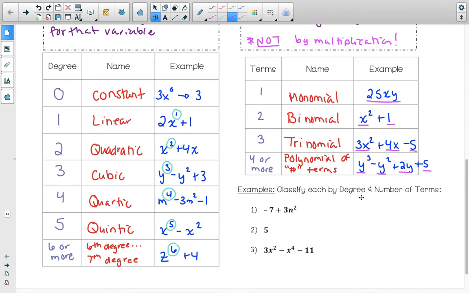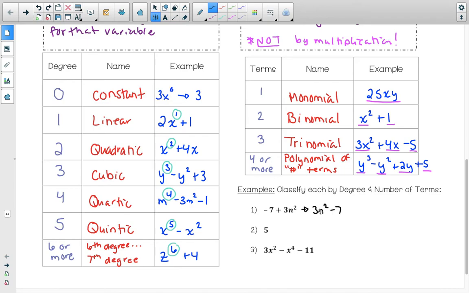So to do a couple of examples, we're going to classify each by degree and number of terms. So we need to combine anything that we can. Then we need to actually determine what the highest exponent is and how many terms there are. So in question 1, we have -7 plus 3n squared. We will want to rewrite this in standard form to have our highest exponent first. Our n squared has the highest exponent, so this entire term will be written first. This is a positive 3n squared, and then we have a -7. This is how we write this in standard form.